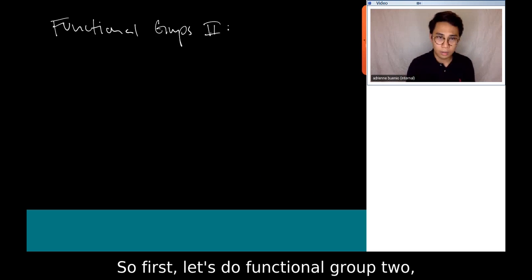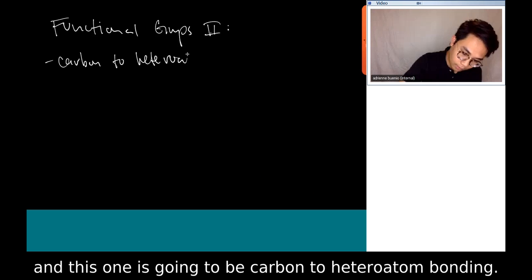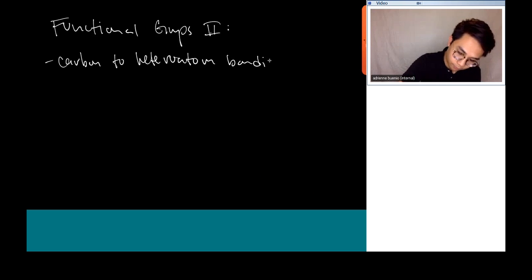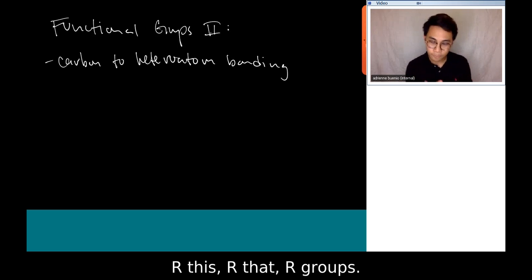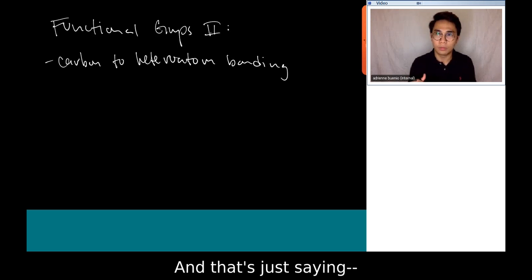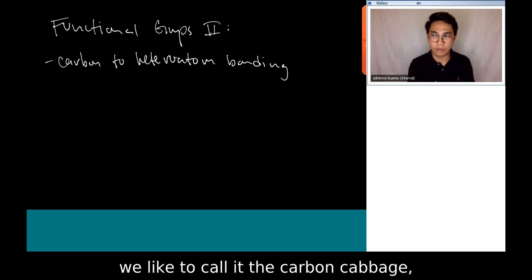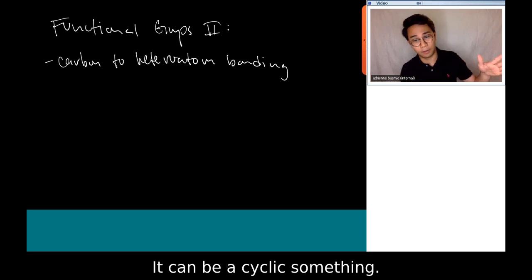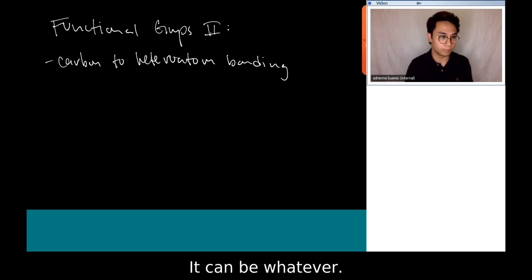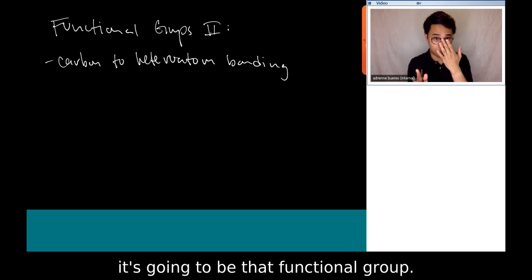But this is how I did mine, and it's probably not going to fit in the one page. So first, let's do functional groups 2, and this one's going to be carbon to heteroatom bonding. And this is where we start seeing the R's, right? R this, R that, R groups. And that's just saying, we like to call it the carbon cabbage, right? Because it can be anything. It can be a long chain, it can be a cyclic something, it can be whatever. But as long as the main part is there, it's going to be that functional group.